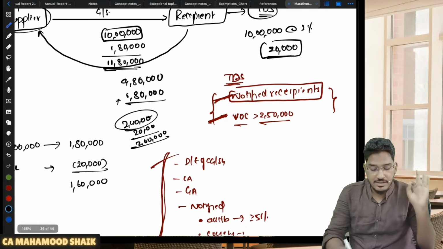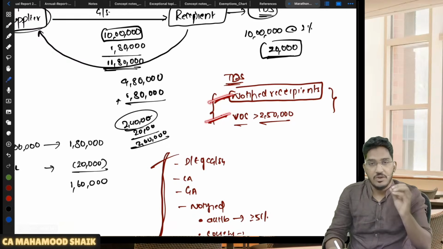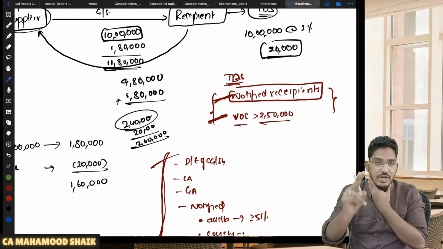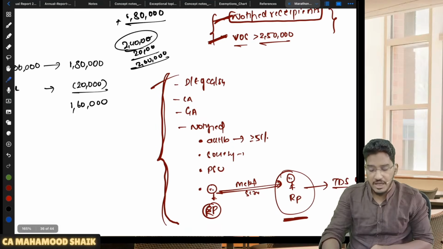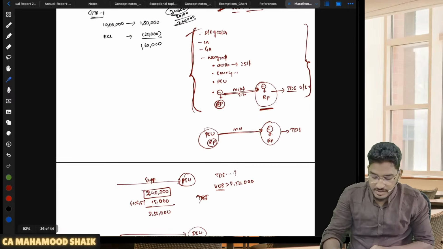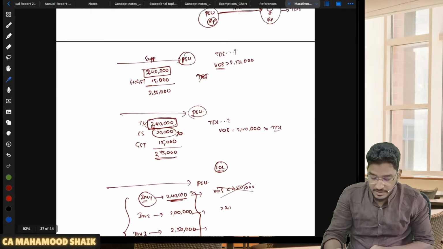Okay, so these are the two conditions. The recipient must be a notified recipient and the value of supply under a contract must be more than 2,50,000. When these two conditions are fulfilled, the recipient should deduct TDS. But some exceptions are there. See, these notified recipients are there, no?